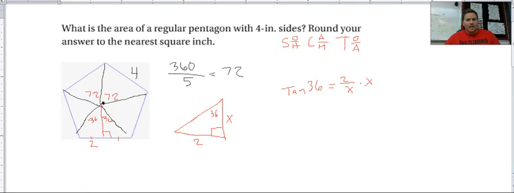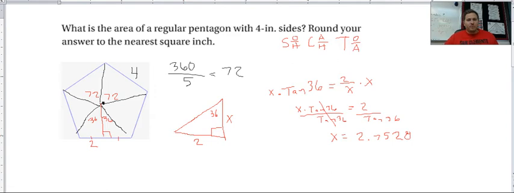We need to get that x out of the denominator, so I multiply both sides by x. We get x times tangent 36 equals 2. Divide both sides by tangent 36 so that we're just left with x. Our apothem is going to equal 2 divided by tangent 36, which is approximately 2.7528, rounded to 8 right there. Okay, so this is my apothem.